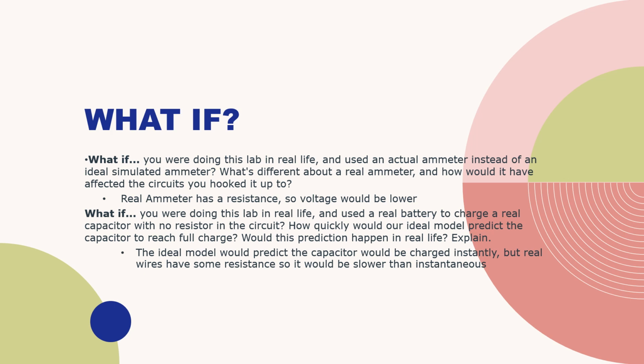What if we were doing this lab in real life and used an actual ammeter instead of an ideal simulated ammeter? What's different about a real ammeter, and how would it have affected real circuits you hooked it up to? A real ammeter has resistance, so the voltage would be lower and our readings would be different.